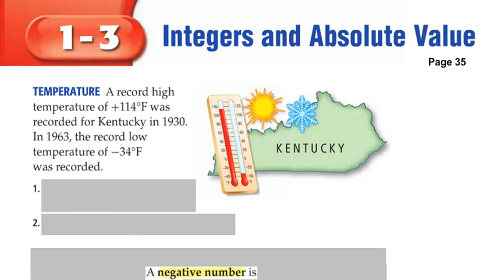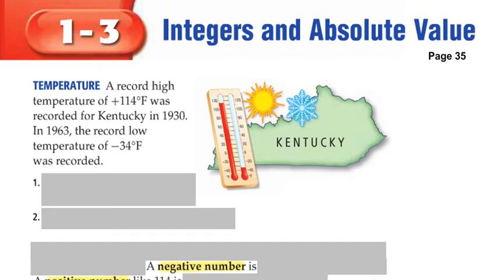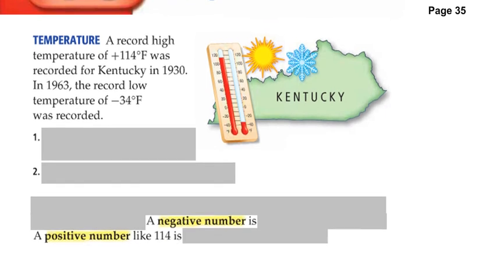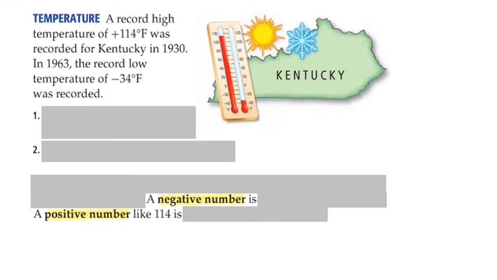Well, welcome back. This is day number 2, lesson 1-3 on integers and absolute values. We're going to start out with the example that's in your book on temperature. This is on page 35 in your book if you follow along.